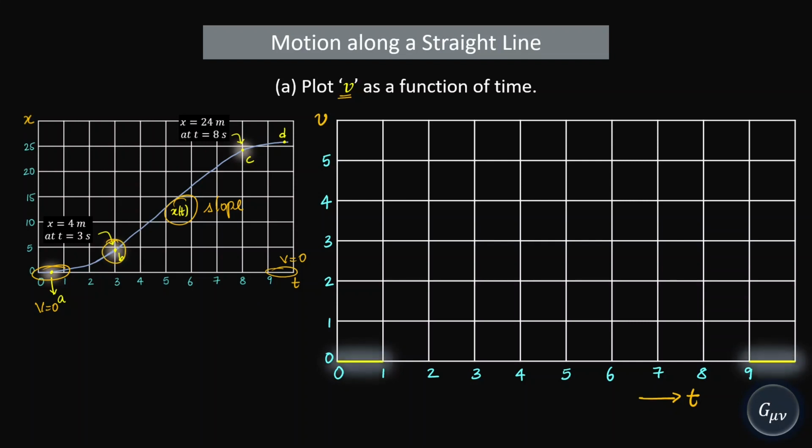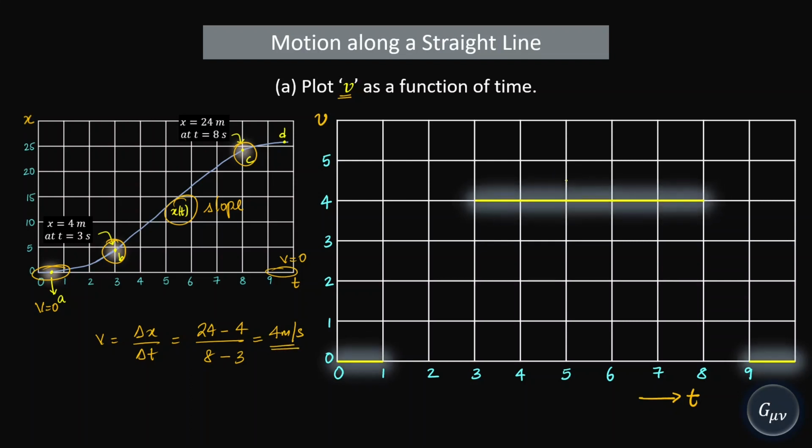During BC, the slope is constant and non-zero. So the lift moved with constant velocity. V is equal to delta x by delta t, which is 24 meter minus 4 meter divided by 8 second minus 3 second, and this is 4 meters per second. Now that the velocity is positive, this indicates that the lift is moving in the positive x direction.